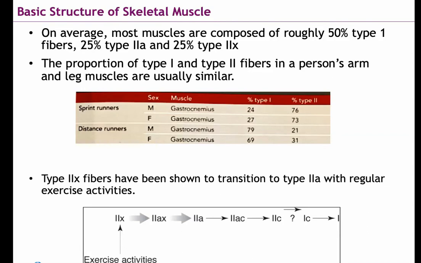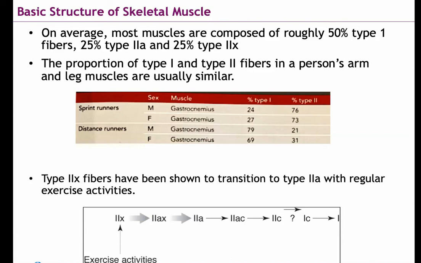But one fiber can transition, and that is our type 2. Type 2X fibers have been shown to transition to a type 2A, and that's what this picture down here at the bottom looks at. So what does this show? With exercise activity, any type of muscle contraction, the type 2X will shift to a type 2AX, which will then shift to a type 2A.